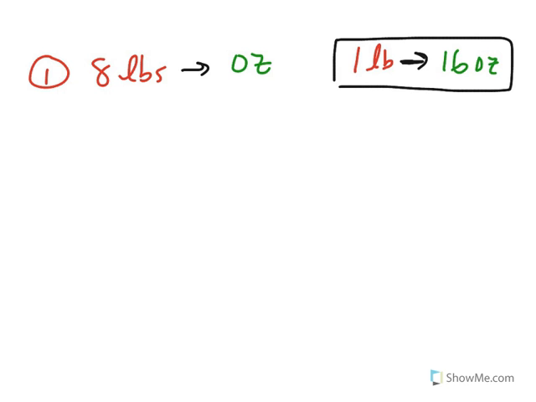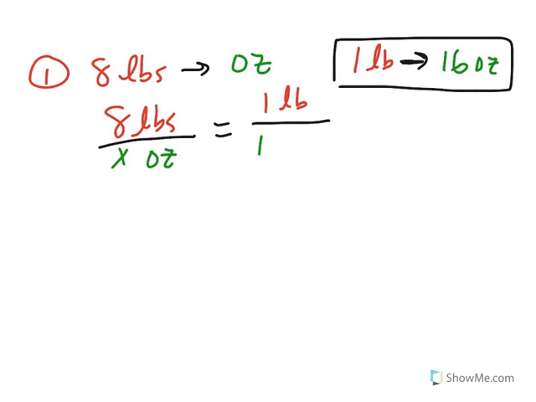So I'm going to set up a proportion to help me solve this. I'm going to start with the information that's given to me in the problem. That's that 8 pounds needs to be converted to an unknown number of ounces. On the right side of the proportion here, the ratio that I'm going to set up is the conversion factor. And the conversion factor is that 1 pound is equivalent to 16 ounces.